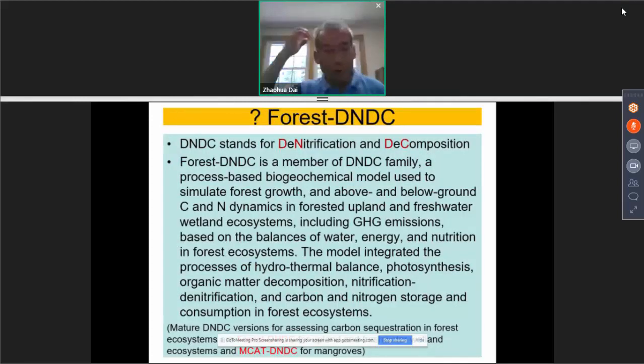And what is the Forest-DNDC? This Forest-DNDC is a member of the DNDC family. This is the geocap model to simulate forest growth.